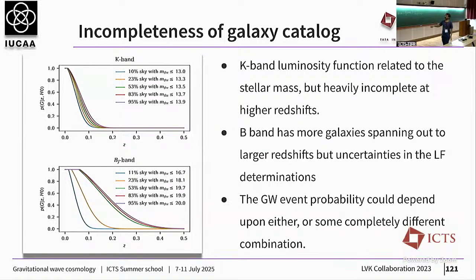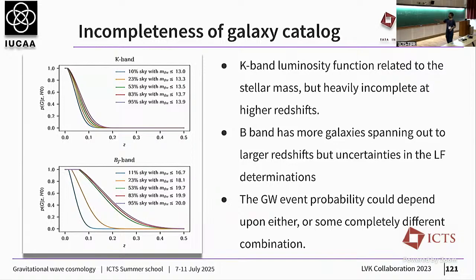What are the different lines here? The different lines tell you what happens if you use only pixels where, for example, 10% of the sky has a quite deep magnitude threshold. You are seeing really faint galaxies, but that happens only in a very small region of the sky, just because there are deeper surveys in that area. If you take that, the completeness is expected to be high. And as you go to brighter and brighter thresholds, the completeness is expected to be low.